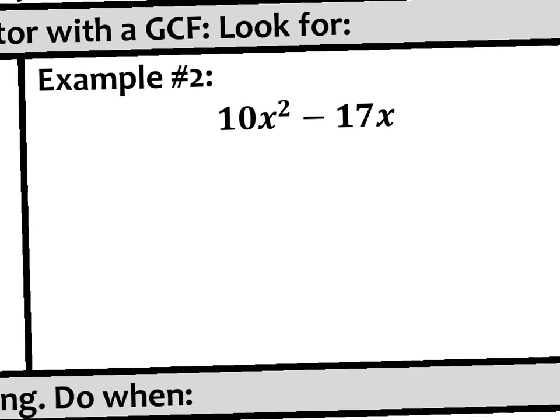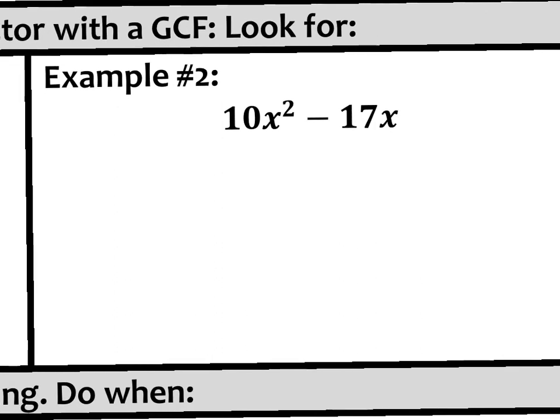Okay. Here, when I look at the numbers, and I have 10 and 17, my coefficients, the factors of 10 are 1 and 10, obviously, and then 2 and 5. Negative 17, I can't divide by 1, 10, 2, 5. Really, I can't divide by anything because it's a prime number, okay? So I then look at the variables, x squared and x. Oh, there's an x in both those.